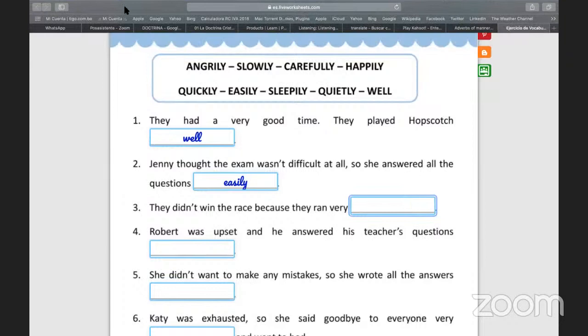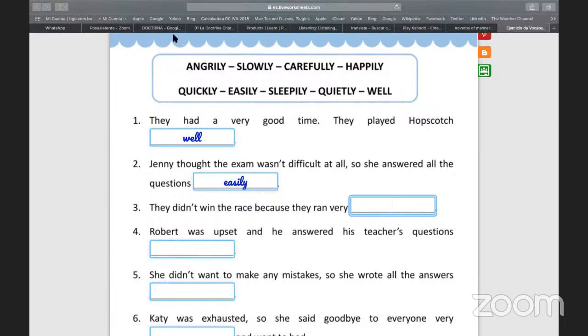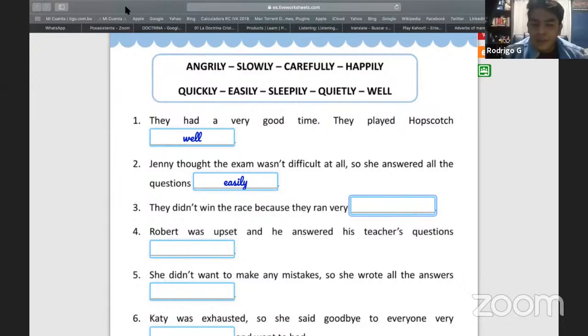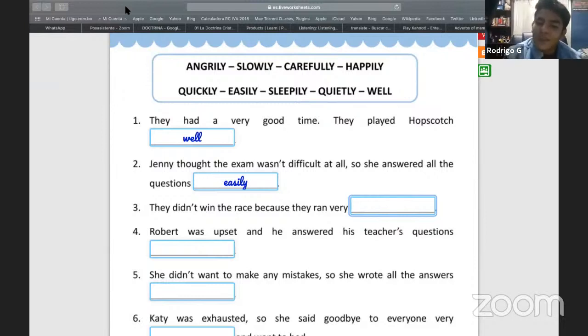They didn't win the race because they ran very... I don't know. Maybe slowly. They didn't win the race because they ran very slowly. Yes, I believe that. Slowly.